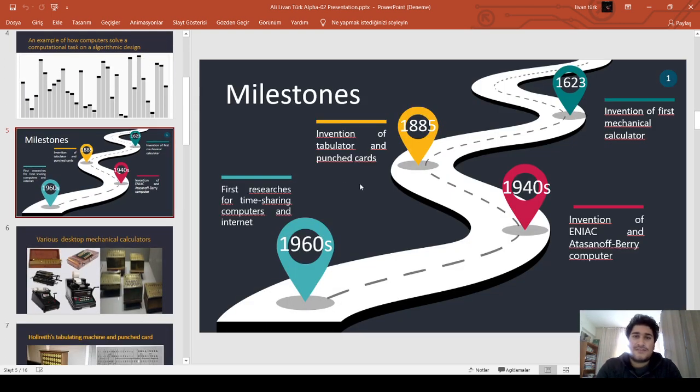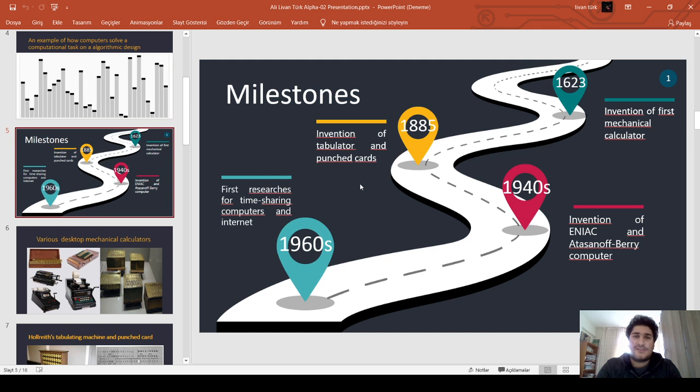Well, now let's talk about milestones. I know there are a lot of milestones for computers, but since we have limited time and since it is pointless to put them all in here, I only chose what I thought was important and near to our age. In 1623, we had our first mechanical calculator made by Blaise Pascal. You may recognize him from chemistry lessons.